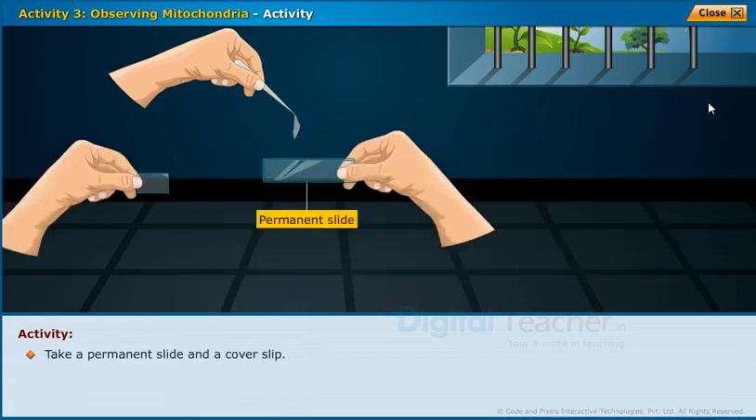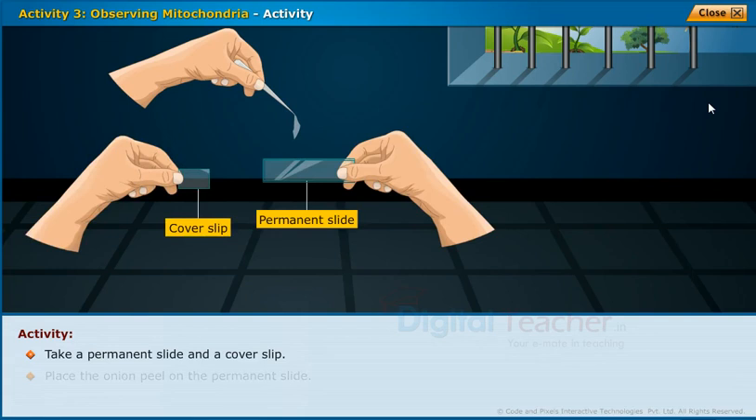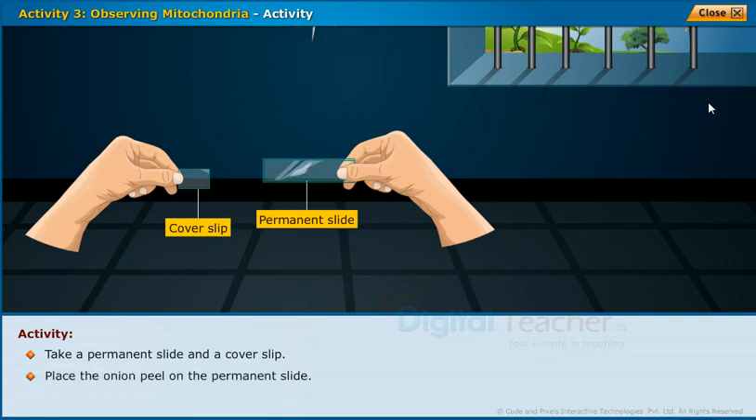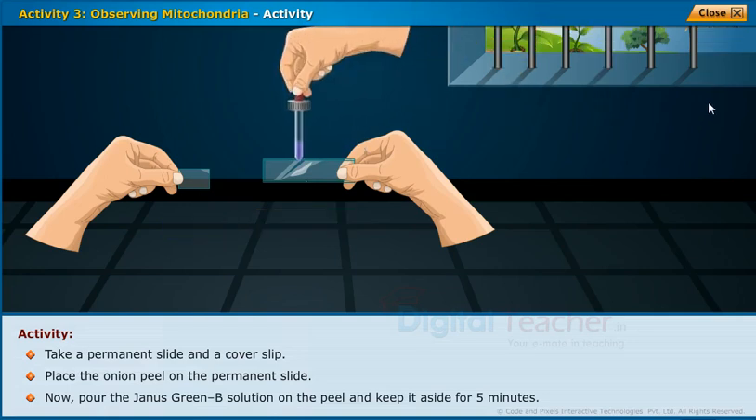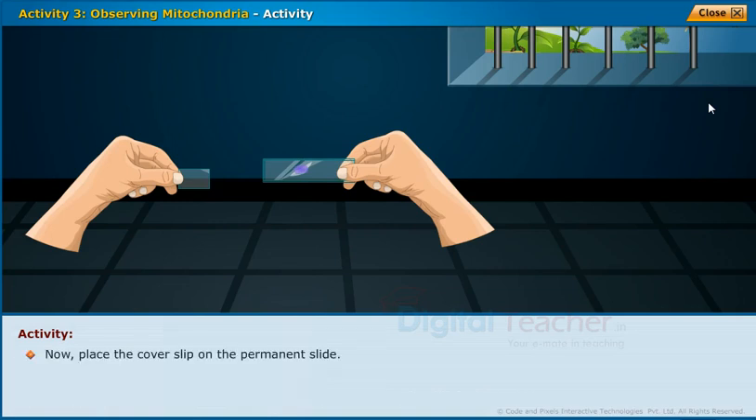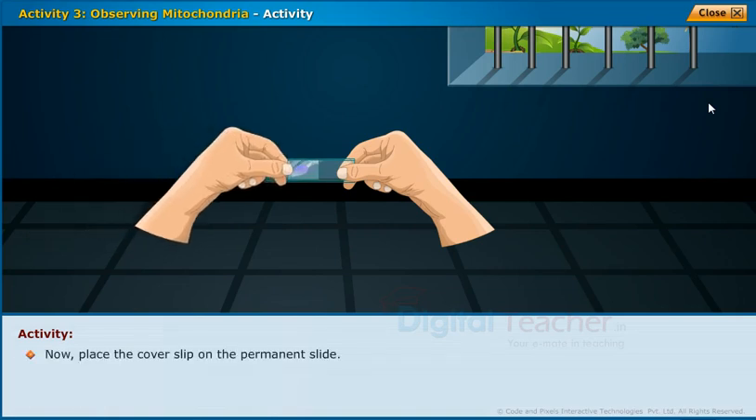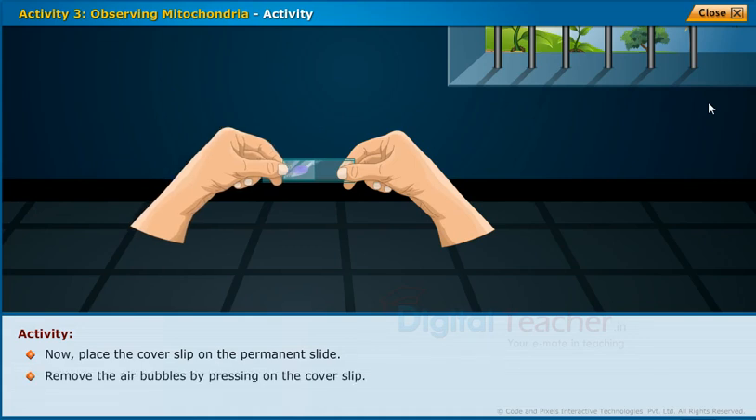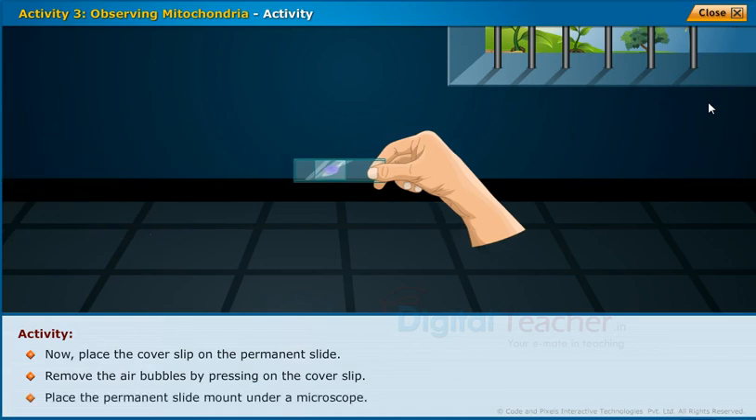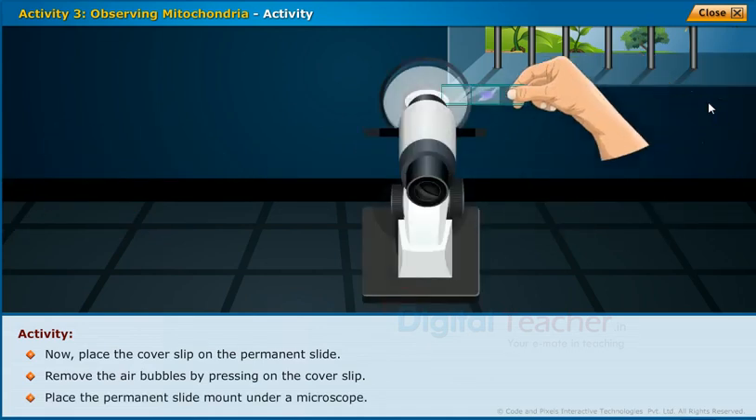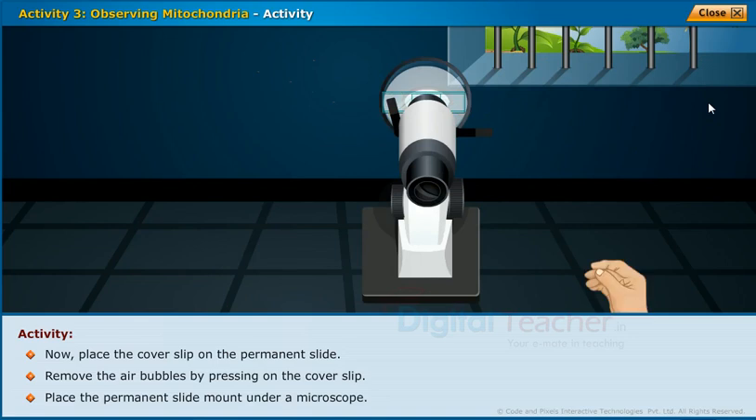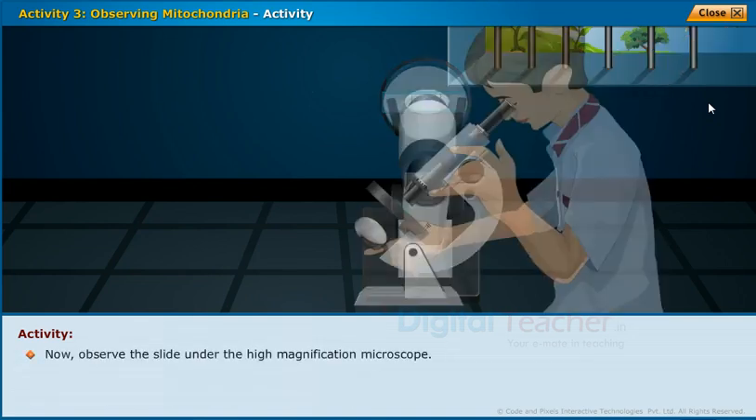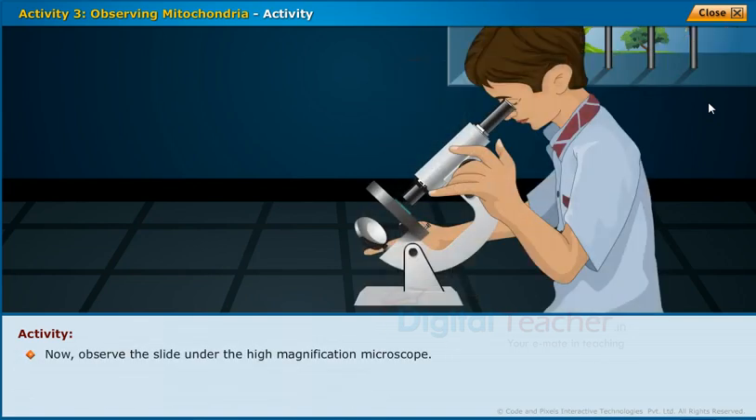Take a permanent slide and a cover slip. Place the onion peel on the permanent slide. Now pour the Janus Green B solution on the peel and keep it aside for 5 minutes. Now place the cover slip on the permanent slide. Remove the air bubbles by pressing on the cover slip. Place the permanent slide mount under a microscope. Now, observe the slide under the high magnification microscope.